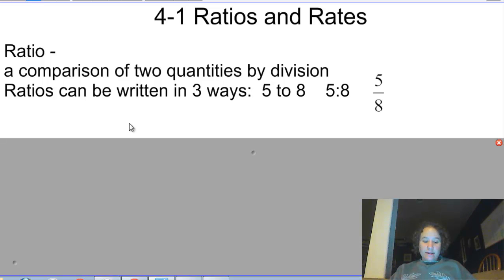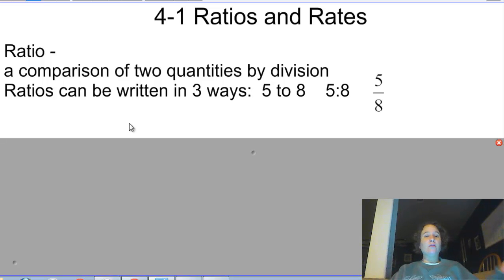And when we write ratios, those numbers in the ratios can be representing different things. We could be comparing part to part. For example, if I say there are 5 boys to 8 girls in a club, I'm comparing the number of boys, which is part of the whole club, to the number of girls, which is also part of the whole club, so I'm doing part to part.